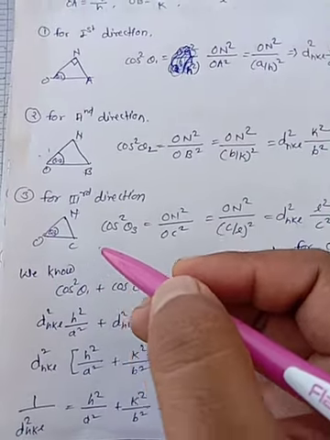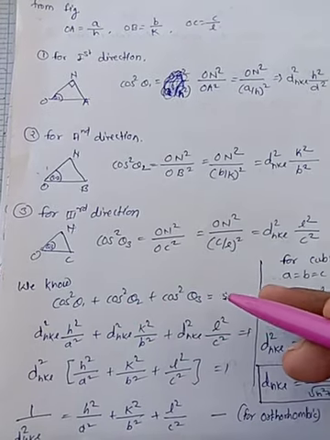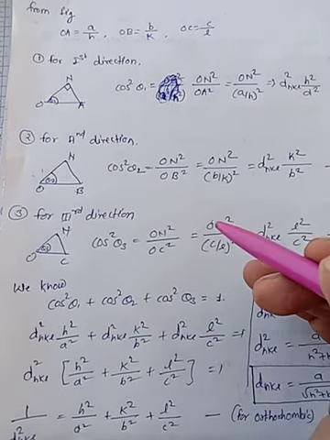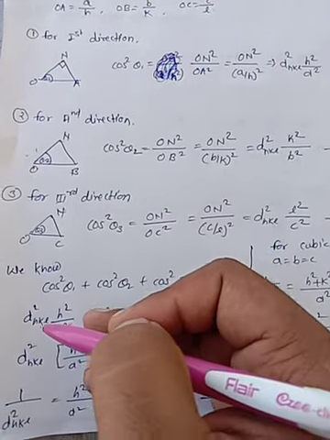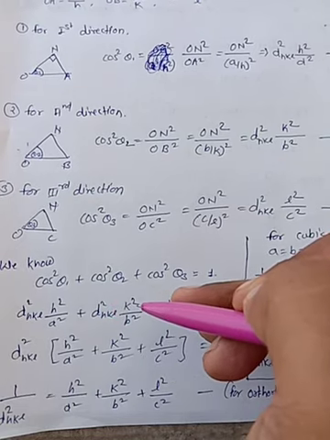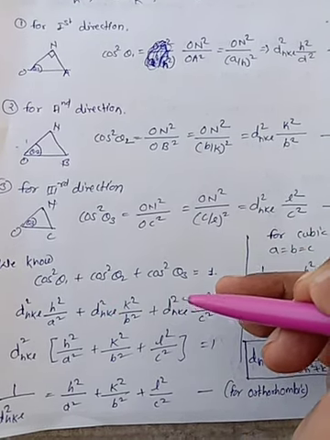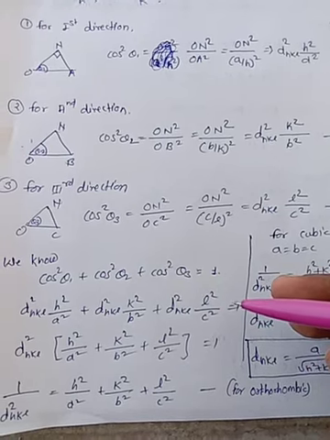Now we know that cos square theta 1 plus cos square theta 2 plus cos square theta 3 is equal to 1. Now put equations number 1, 2, 3 in this equation. So we get d square hkl into h square upon a square plus d square hkl into k square upon b square plus d square hkl into l square upon c square, which is equal to 1.